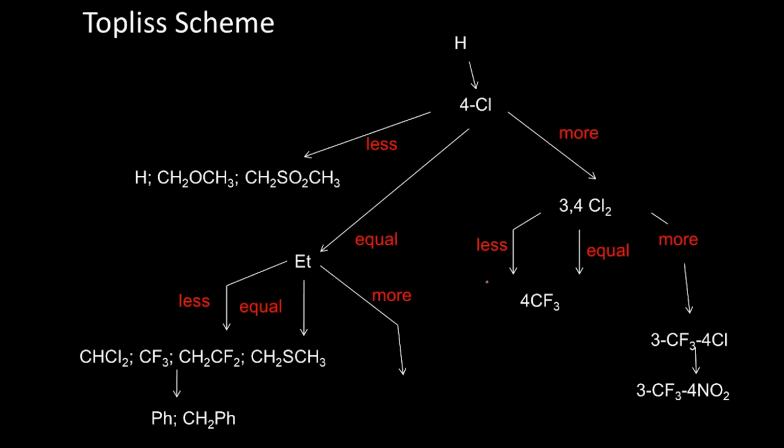Then we have something called the Topliss scheme, which can help you to synthesize molecules in a very, very effective way, so that you address both the hydrophobicity as well as the electronic features, that is electron withdrawing and electron donating features. So we will continue this Topliss scheme in the next class.